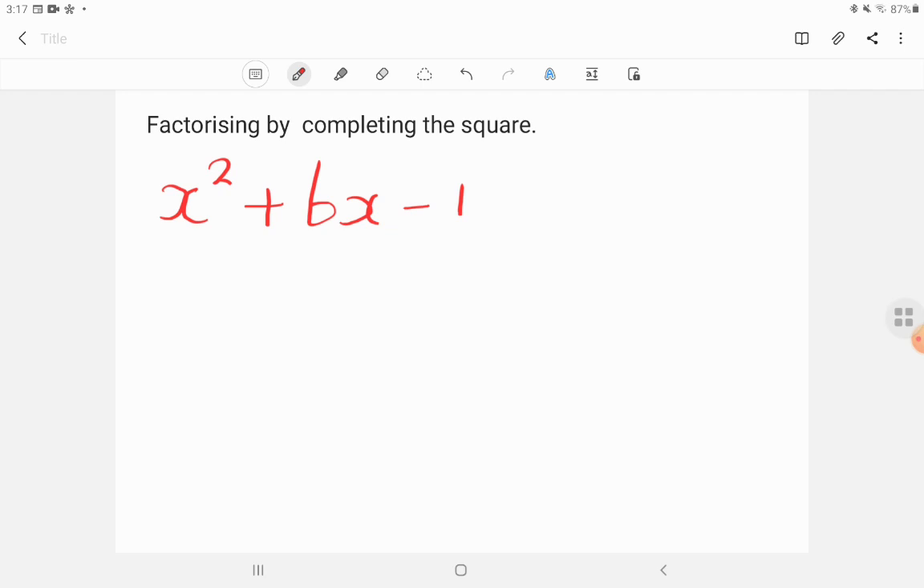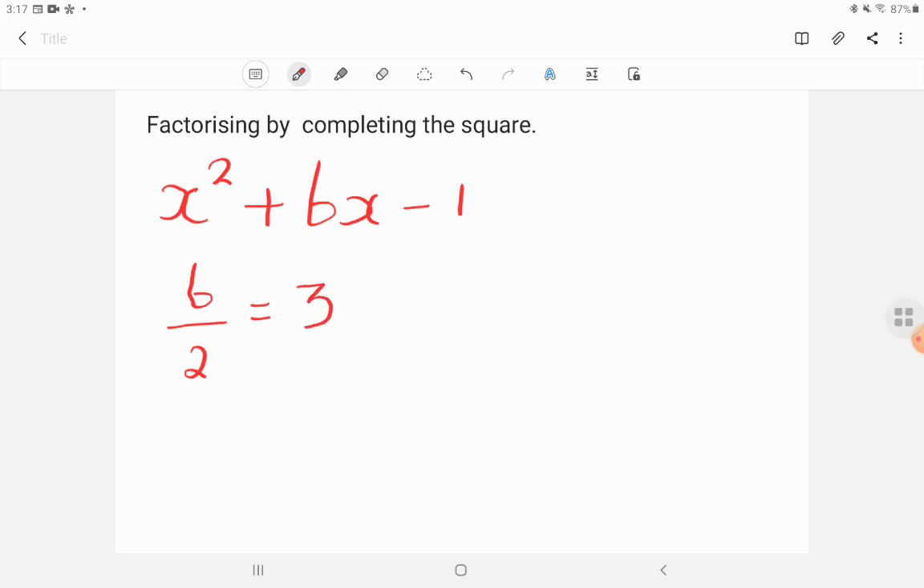We need to bring it into the form of completion of square, that is, we have to solve it using the completion of square method. So what is the completion of square method? The first step is to take the coefficient of x, which is 6, and divide it by 2. Every time, you take the coefficient of x and half it, and then whatever value you get, you have to square it.